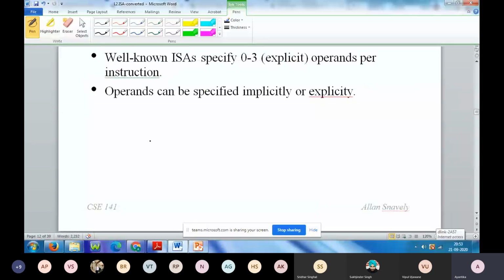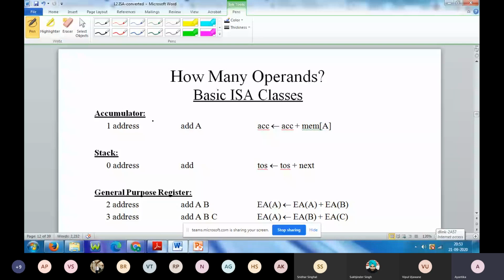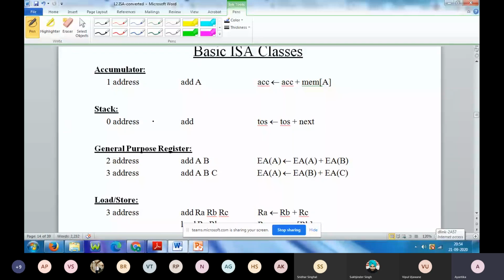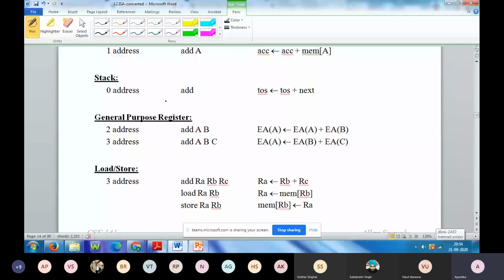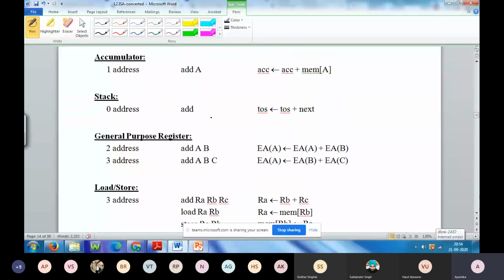Next, there are a few examples of the options we have for where we are storing. It is not that we are just storing in the registers.